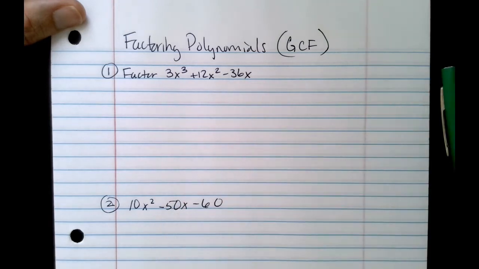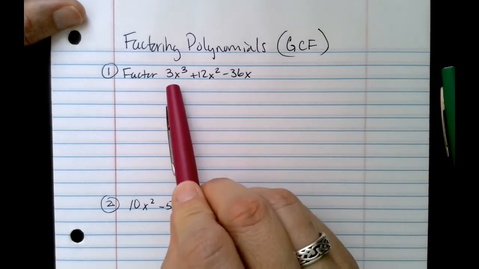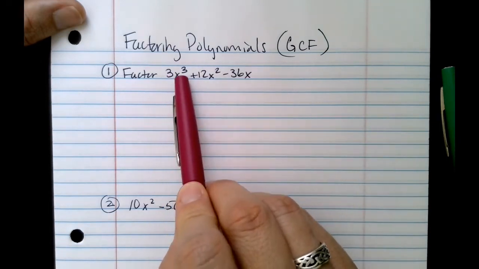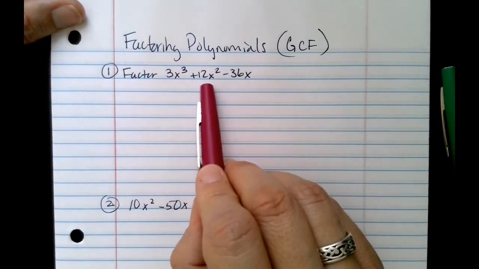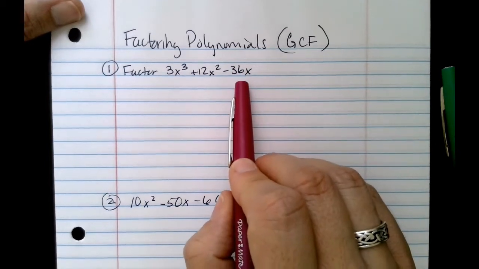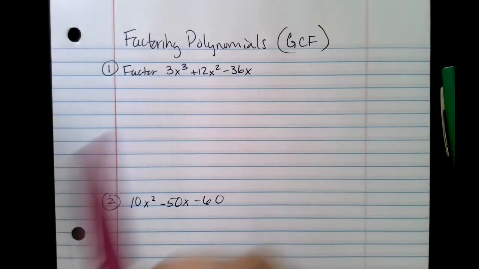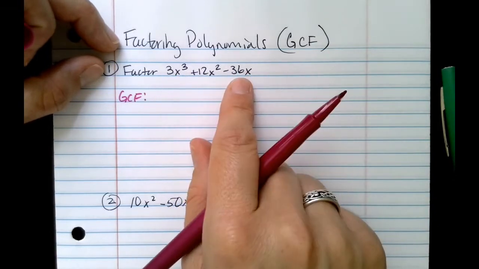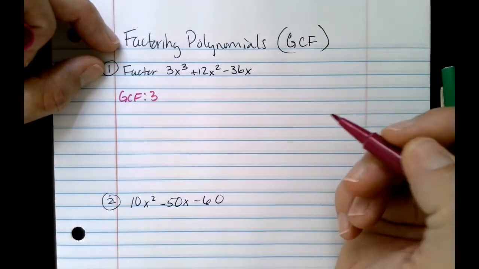All right, so the first thing I want to do is make sure that I understand what I'm reading. So I can say I have a 3x cubed, I have a positive 12x squared, and I have a negative 36x. So let's look at the numbers first. What is something they all have in common? 3, 12, and 36, they all have a 3 in common.